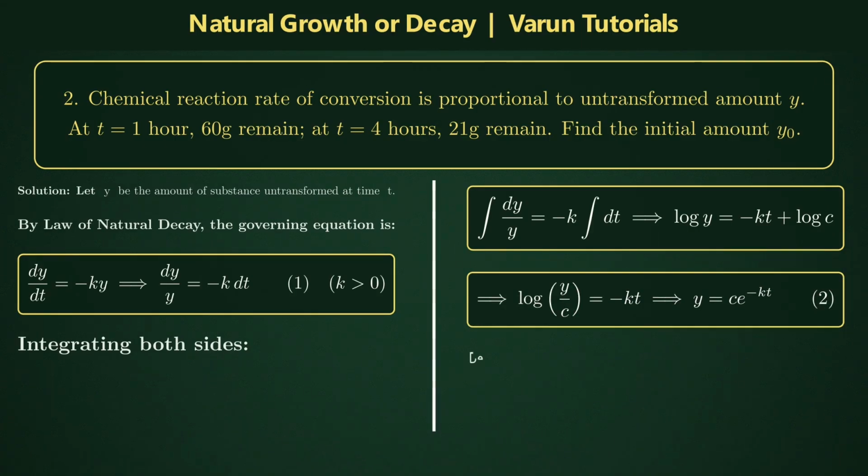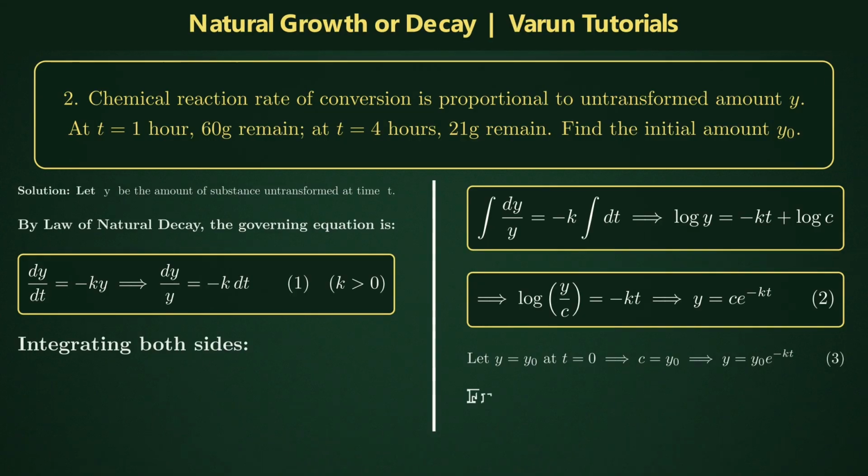Let y0 be the initial amount of substance at t equals 0. This gives the constant c equals y0, so y equals y0 times e to the power of minus kt. We label this as equation 3.